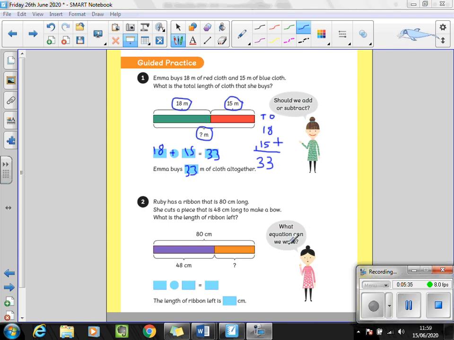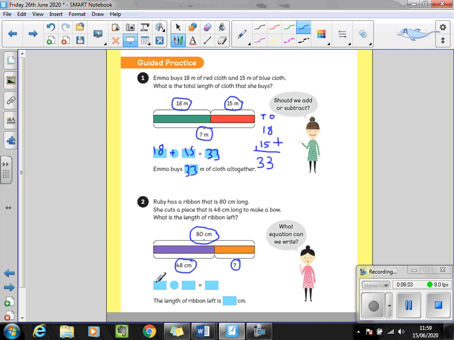Okay, so looking at the bar model to help us understand and unpick the language of the word problem, we already know that Ruby's ribbon in total is 80 centimetres long. We know that she cuts a piece off that ribbon that is 48 centimetres long to make a bow. And we're trying to find out how much ribbon she has left. So yes, we are going to subtract.